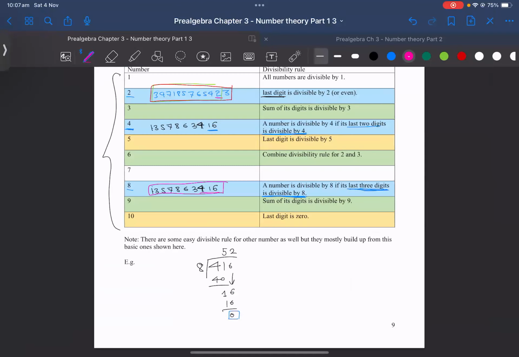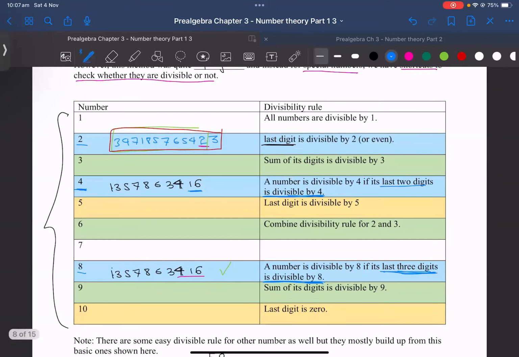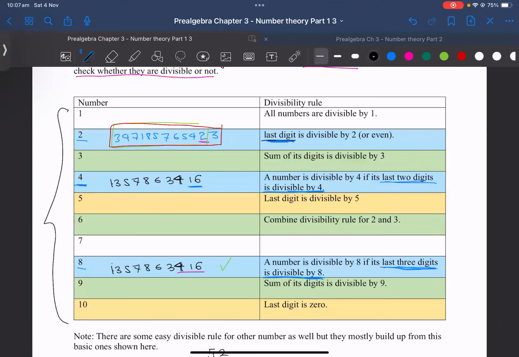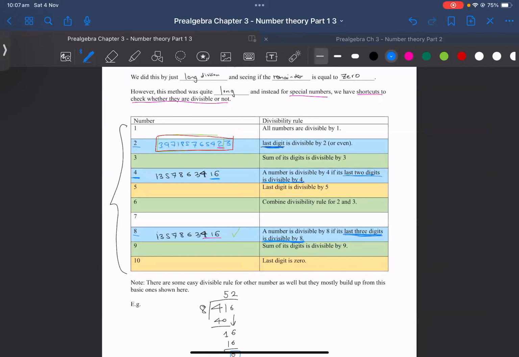So the 416, yes. Because the last 3 digits are divisible by 8, the whole thing is divisible by 8 as well. So it's important: for 2, it's the last 1 digit; for 4, it's the last 2 digits; for 8, it's the last 3 digits. Right? This is a bit tricky, but yeah. Is that clear? Any questions about that?